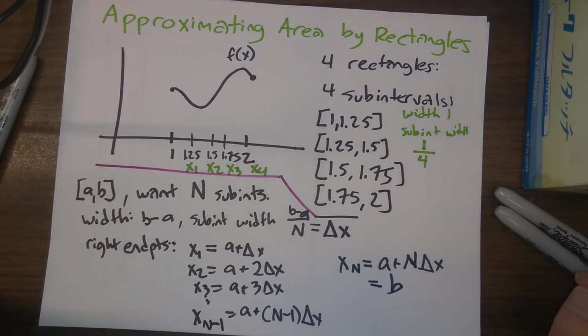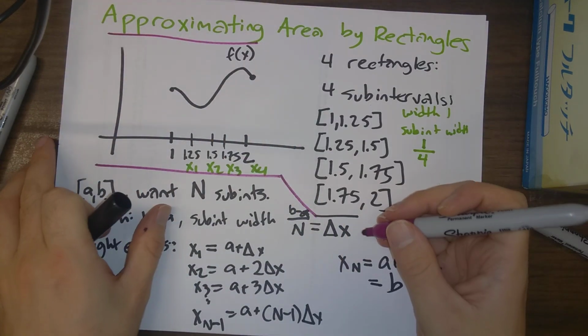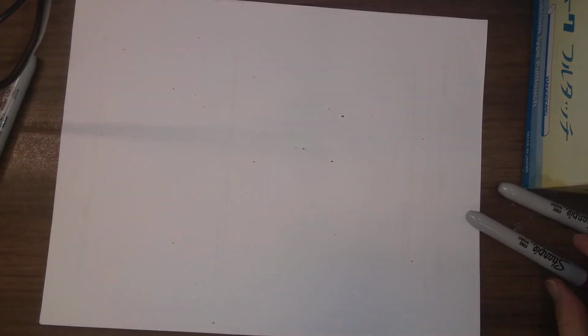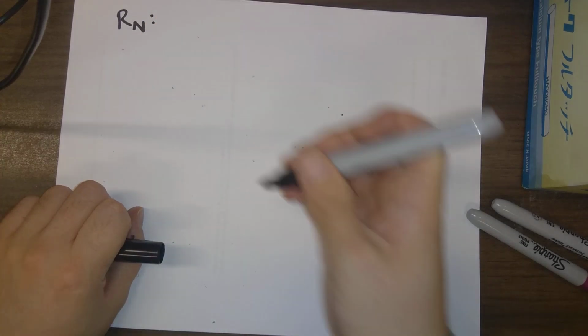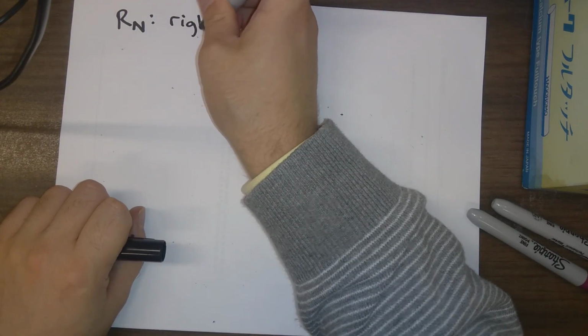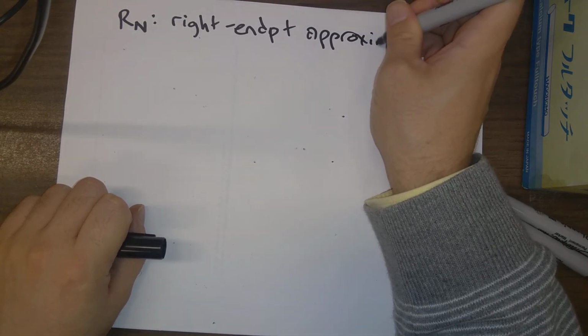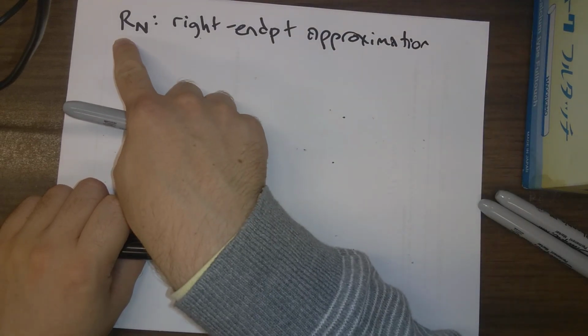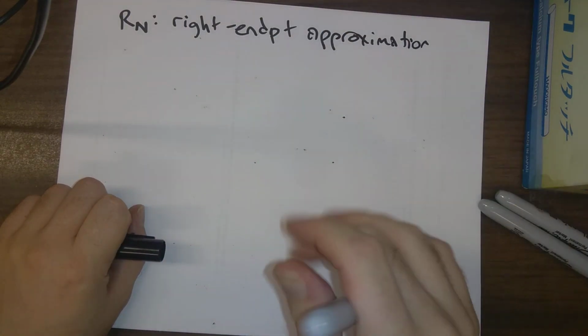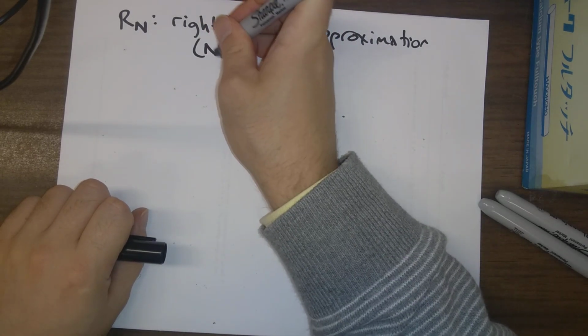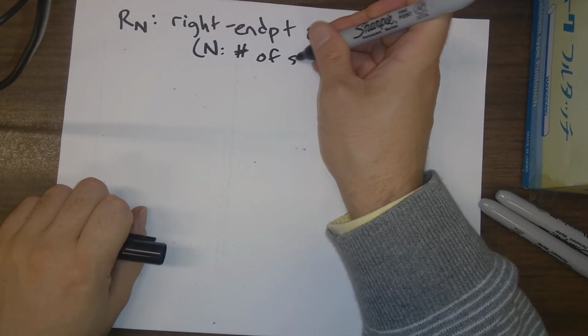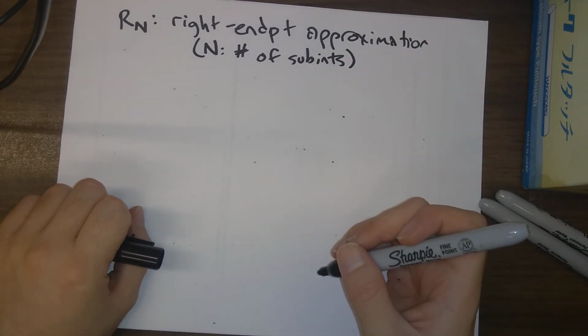Now that we've got our subintervals, we want to think about how we can use this to actually do the approximation. Our first approximation method that we're going to talk about, we're going to call R sub n, is the right endpoint approximation. R, capital R, for right endpoint. We'll talk about other approximations later on. N is the number of subintervals that we're going to divide everything into.